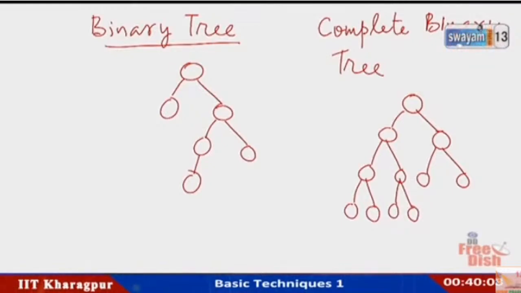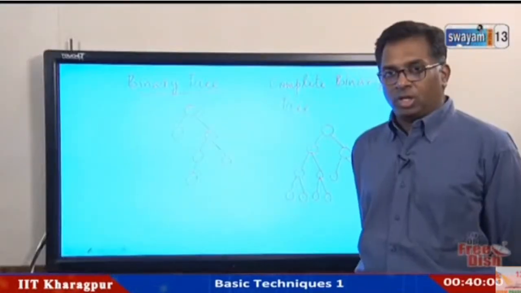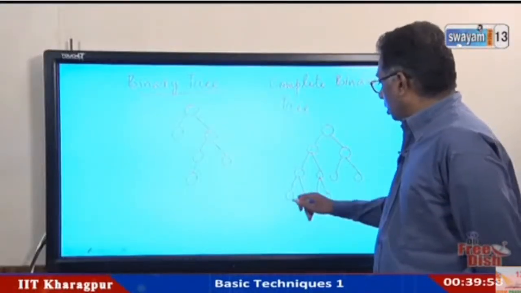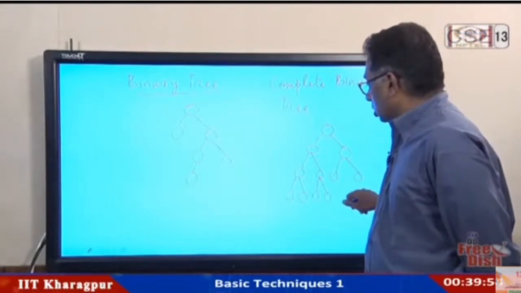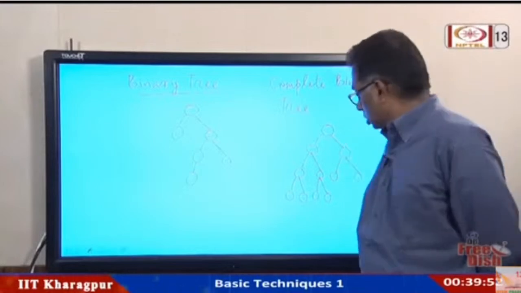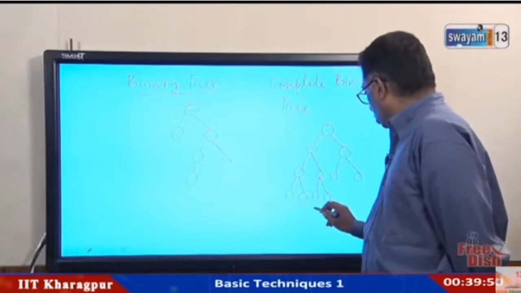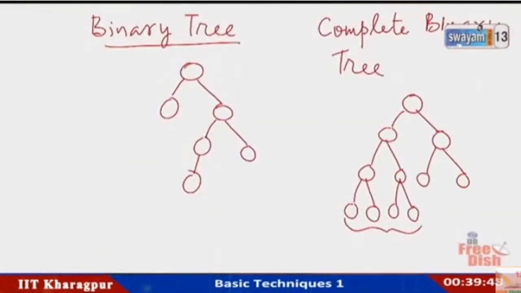This tree has four levels. The first, second and third levels are full. A level is full if every possible node is present at that level. And in the bottommost level, all the present nodes occupy the leftmost positions. These four nodes occupy the leftmost possible four positions. Such a tree is called a complete binary tree.